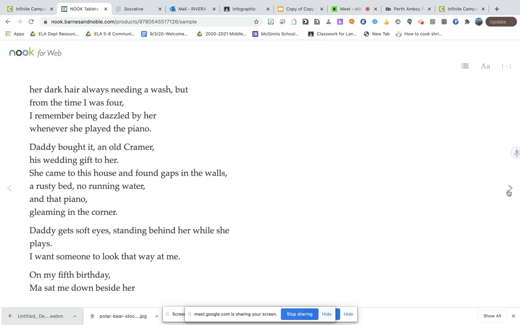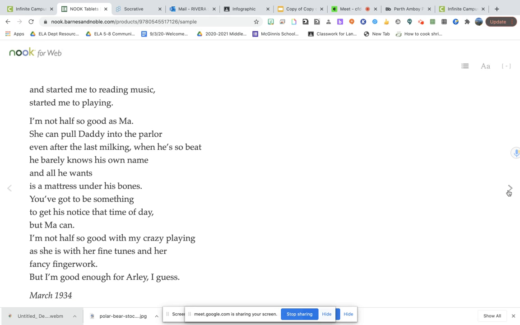Daddy bought it, an old Kramer, his wedding gift to her. She came to this house and found gaps in the walls, a rusty bed, no running water, and that piano gleaming in the corner. Daddy gets soft eyes standing behind her while she plays. I want someone to look at me that way. On my 5th birthday, Ma sat me down beside her and started me to reading music, started me to playing. I'm not half so good as Ma.